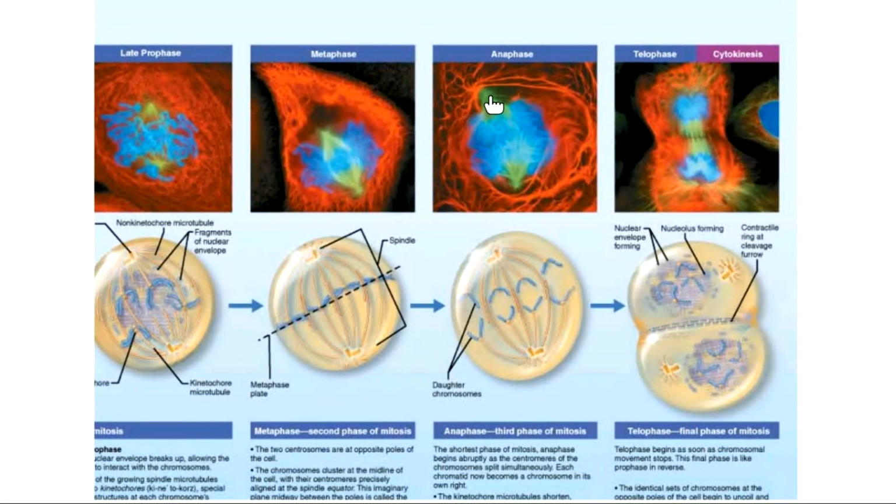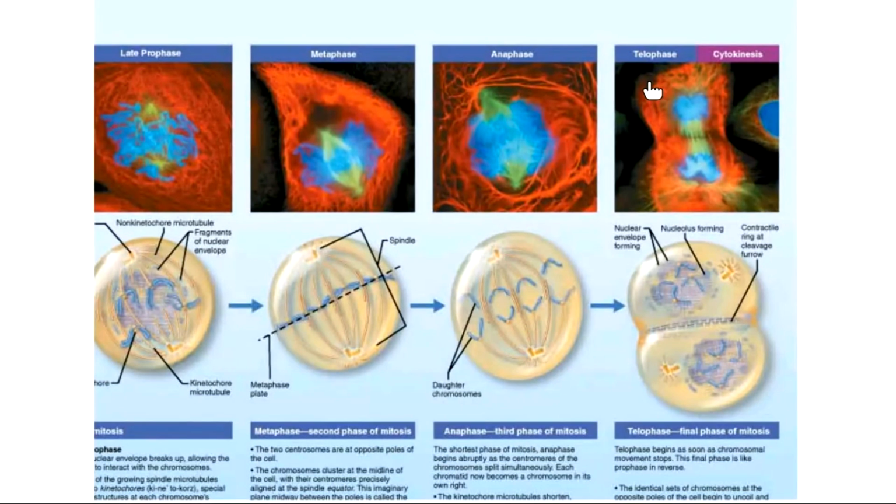That's because they're traveling in two different directions. They're going to end up in two different cells. The last thing that happens in the process of mitosis is telophase. And telophase is the final phase of mitosis. A couple of things happen in telophase.